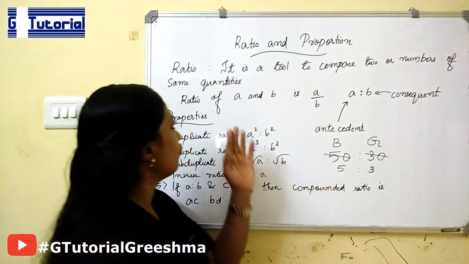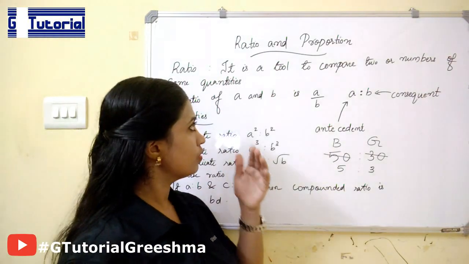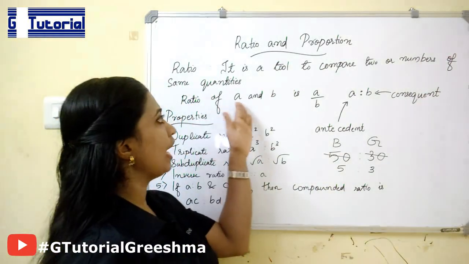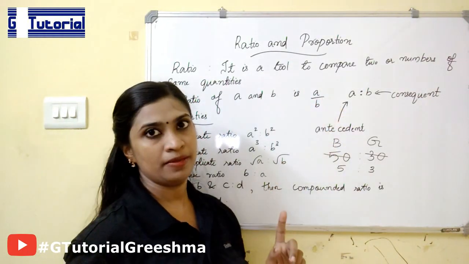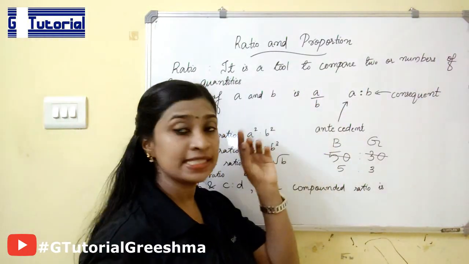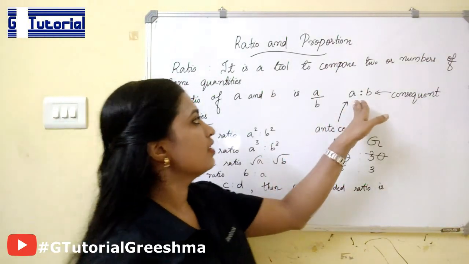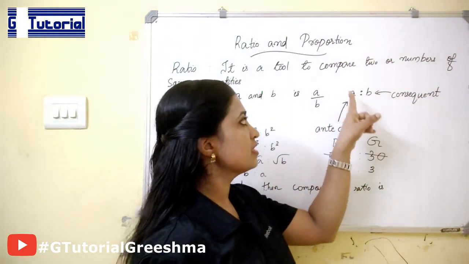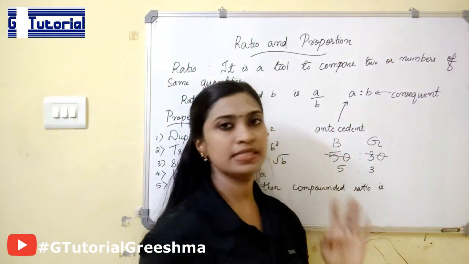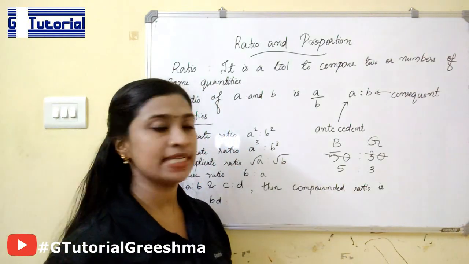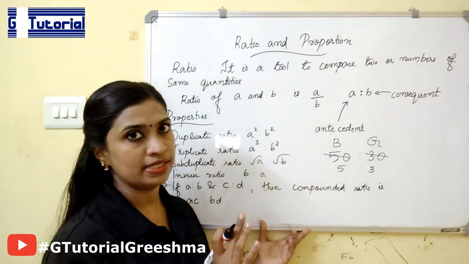So if A and B are any two quantities, then the ratio of A and B is actually the fraction A by B. And it is the simplest form of this fraction A by B, and we can express this as A:B, where A is called antecedent and B is the consequent. Always remember that A and B should be same quantities.